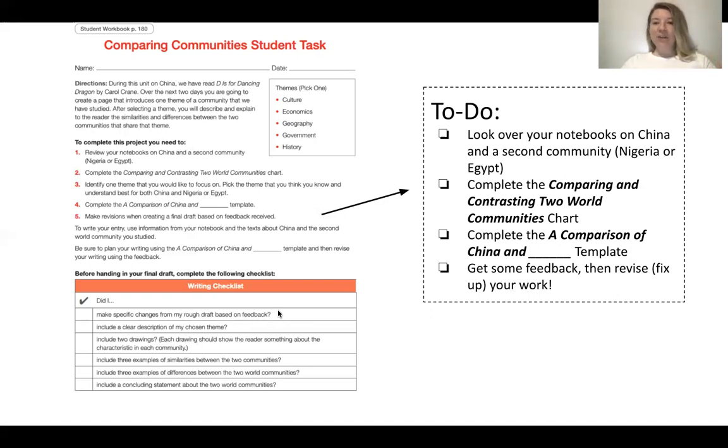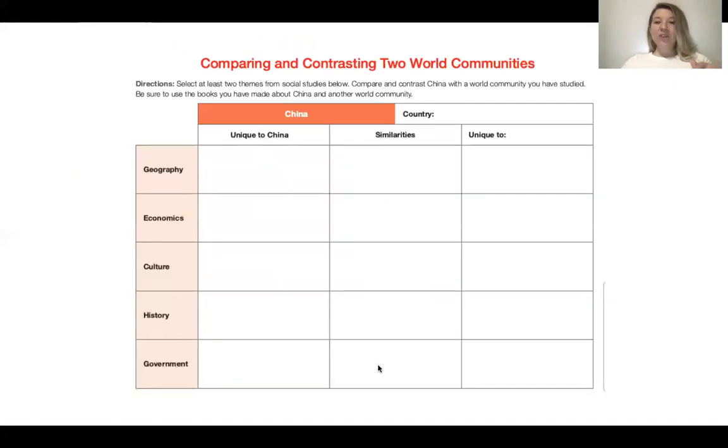Let's get started by looking at the comparing and contrasting two world communities chart so that you know how to complete it. Here is your first job for this assignment. Comparing and contrasting two world communities. Directions. Select at least two themes from social studies below. Compare and contrast China with a world community you have studied. Be sure to use the books you have made about China and another world community.